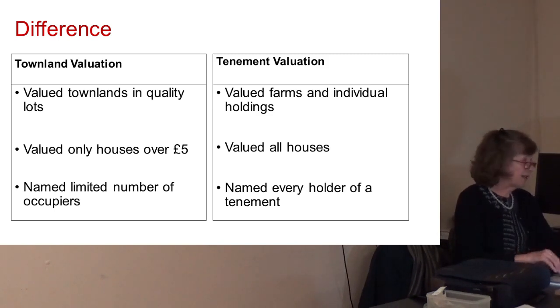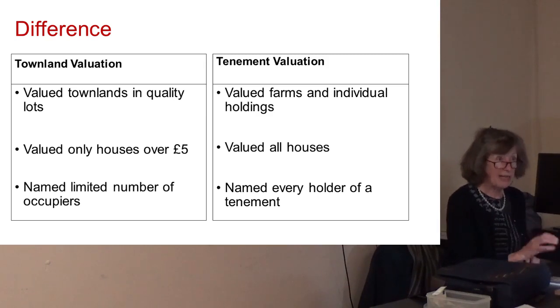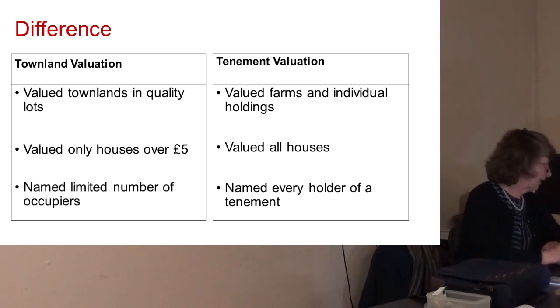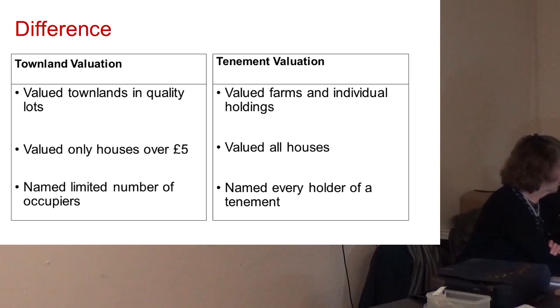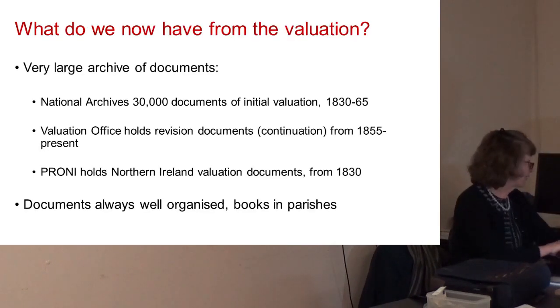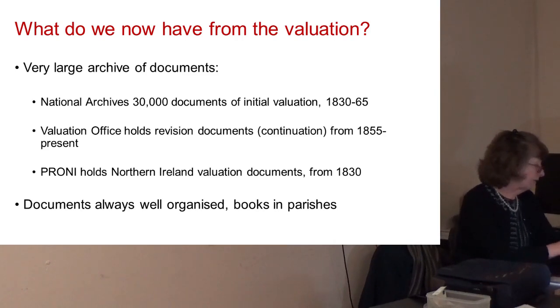The townland valuation named a limited number of occupiers, whereas the tenement valuation valued all occupiers. When I say occupiers, I mean head of household, in census terms. It was the person who paid the rates who was the person they were interested in. They had no interest in the other members of the family. And what do we now have from the valuation? We have a very large archive of documents.